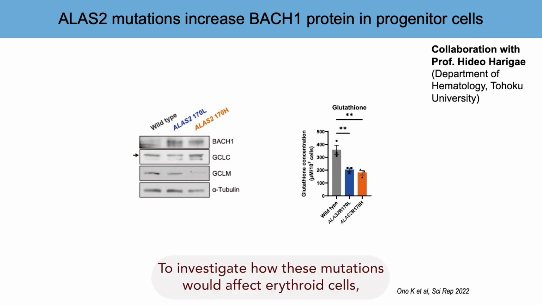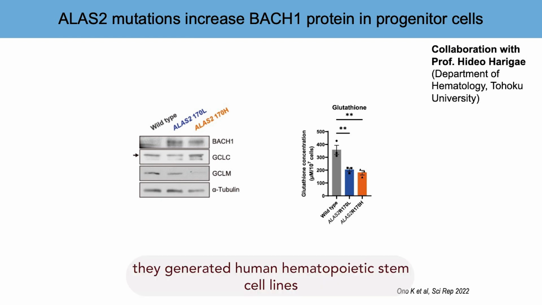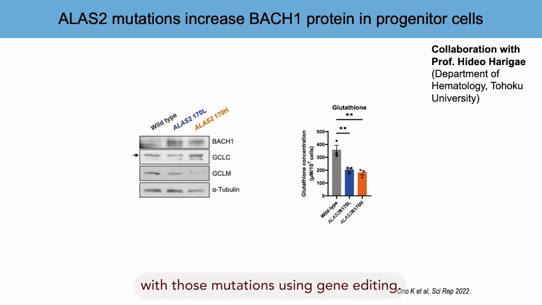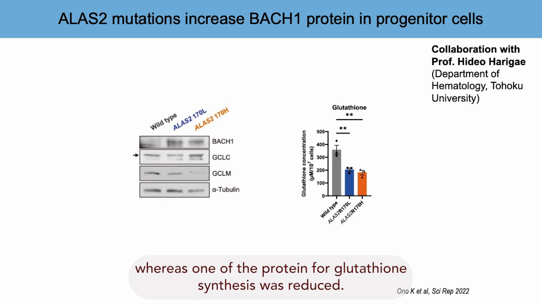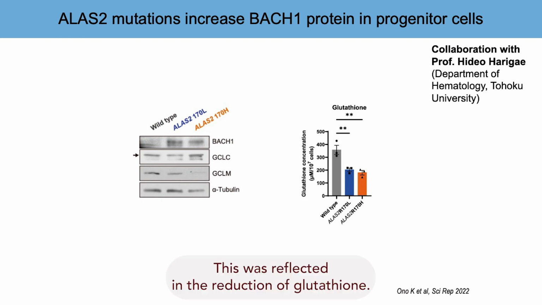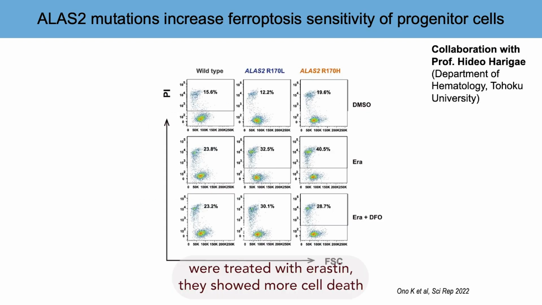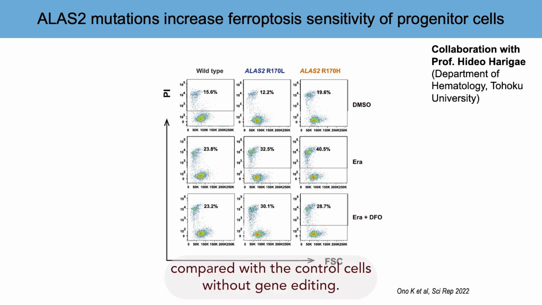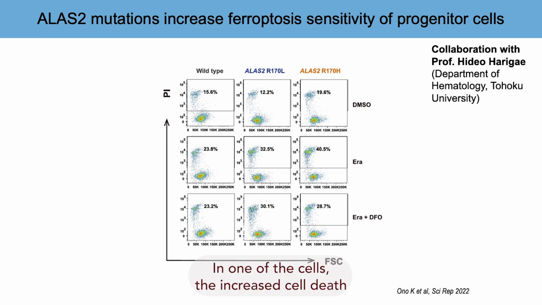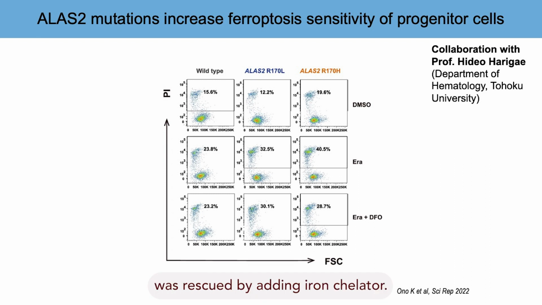To investigate how these mutations would affect erythroid cells, they generated human hematopoietic stem cell lines with those mutations using gene editing. Then they induced differentiation of those cells to red blood cells. In these cells, BACH1 protein was increased compared with the control cells, whereas one of the proteins for glutathione synthesis was reduced. This was reflected in the reduction of glutathione. Furthermore, when these cells were treated with elastin, they showed more cell death compared with the control cells without the gene editing. In one of the cells, the increased cell death was rescued by adding iron chelator. These results suggest that the ALAS2 mutations not only cause a reduction in hemoglobin, but also increase ferroptosis in the hematopoietic cell fraction.